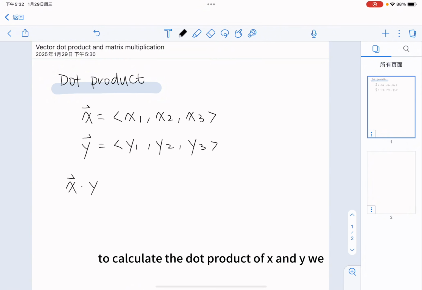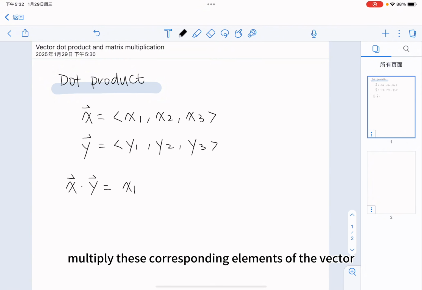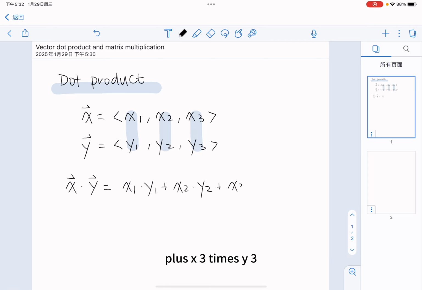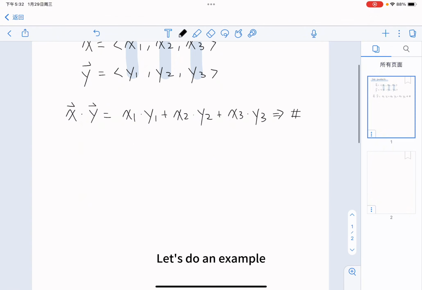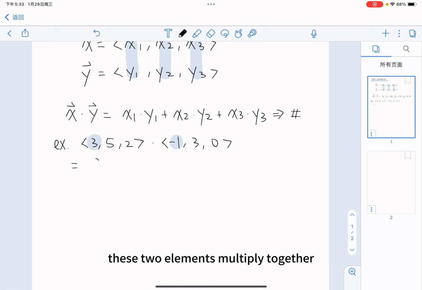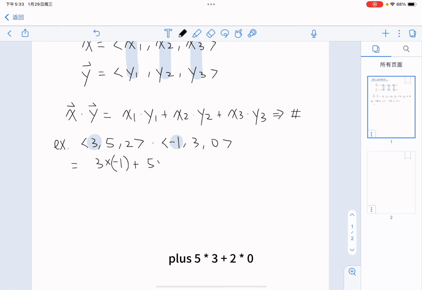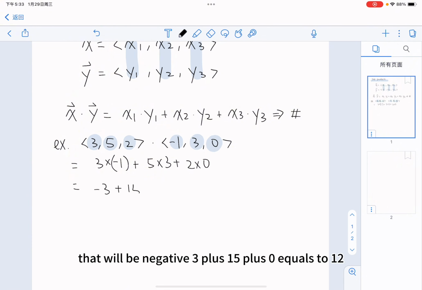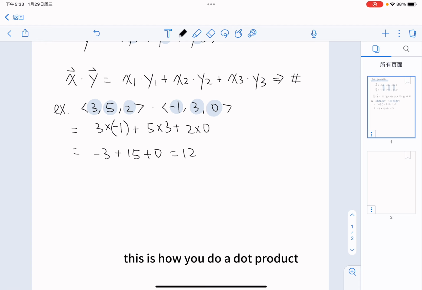To calculate the dot product of x and y, we multiply these corresponding elements. So it will be x1 times y1 plus x2 times y2 plus x3 times y3. And this will give you a number. Let's do an example. We will just do these two elements multiplied together plus 5 times 3 plus 2 times 0, which are these elements correspondingly. That will be negative 3 plus 15 plus 0 equals 12. This is how you do a dot product.